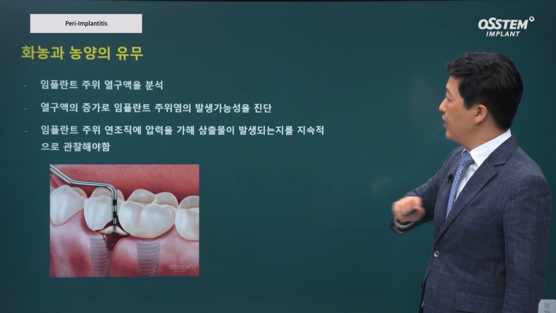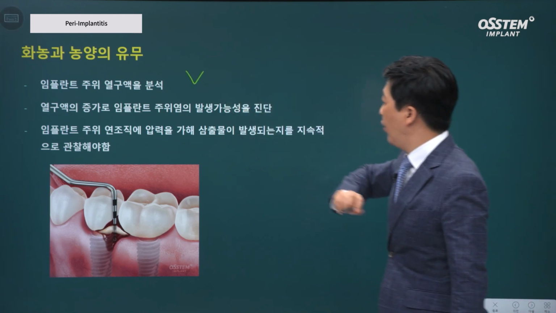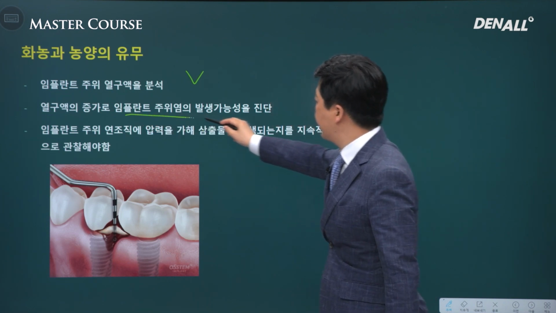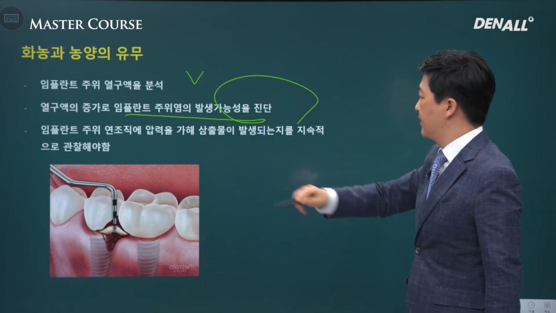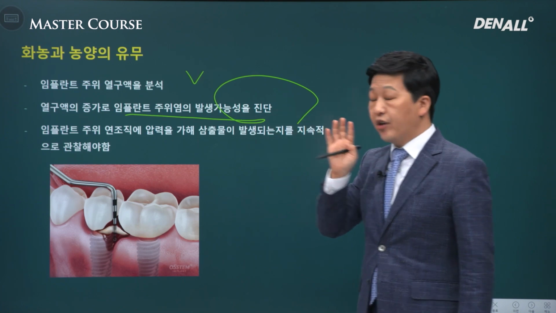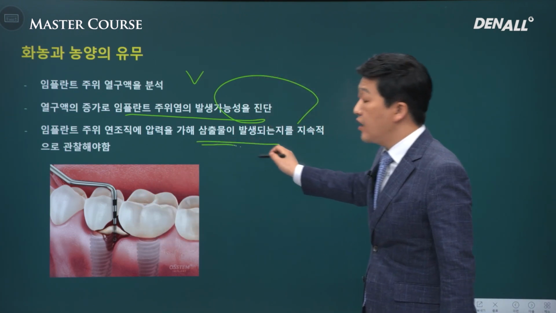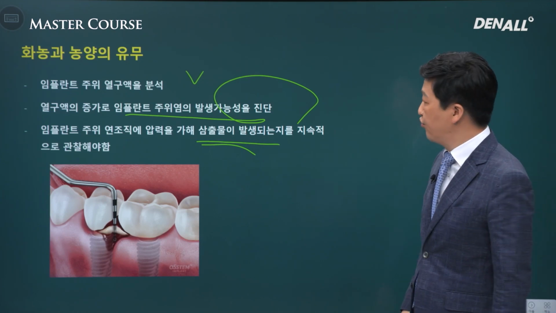You need to check whether there is any abscess and separation around the implant, and you need to check the sulcus fluid around the implant. If this increases, we can make assumptions over peri-implantitis. Once pressure is applied, we need to check whether there is exudate. This needs to be continuously checked.